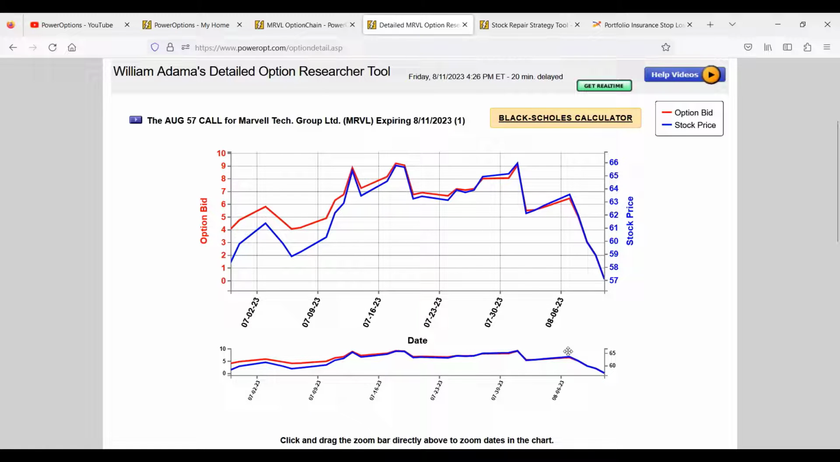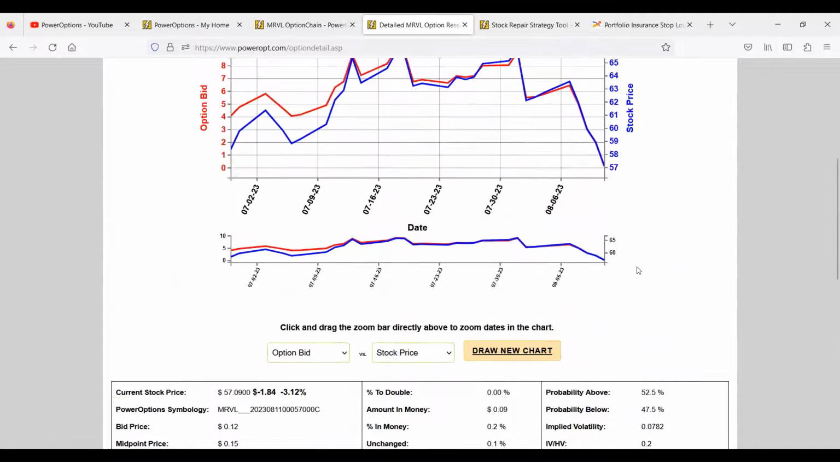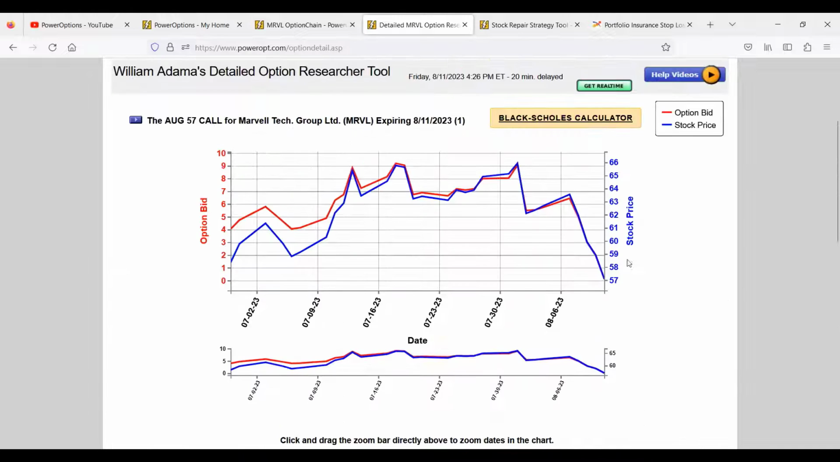I'm sorry, I got to go back here. I'm just looking at 1 day now. There we go. Let's draw that new chart there. Okay. So that's what you kind of see there with those different values. Toggle between the two screens, as I mentioned.